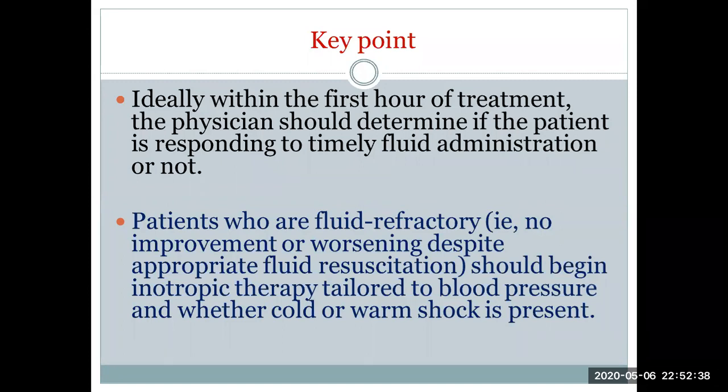The first gas will determine how aggressive you will go with the fluid. Let's say you have a patient with a pH of 6.9, bicarb of 8, and lactate of 20, and the patient is potentially septic, nothing else. We're not talking about any other etiology of this bad blood gas, only septic.